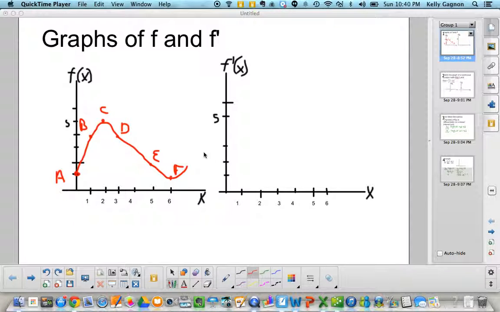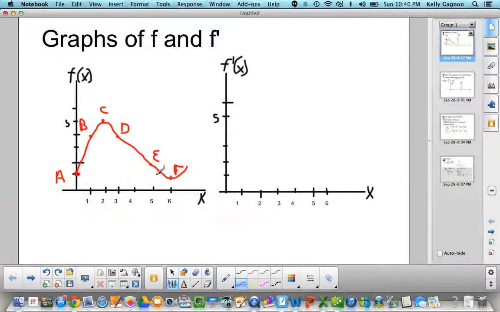Hi there. In this video, we're going to look at making the connections between the graph of f and f prime, or the derivative. So this is the graph of our function right here, and we want to graph the derivative. So we need to look at the slope of the tangent line. For the first one right here, I'm just going to randomly sketch a tangent line. It's going to go like this.